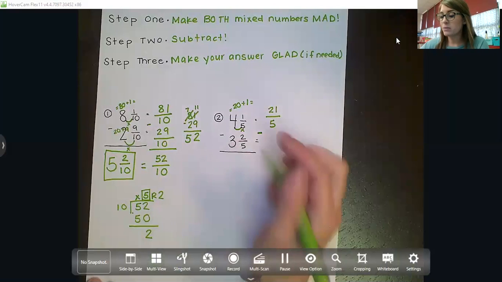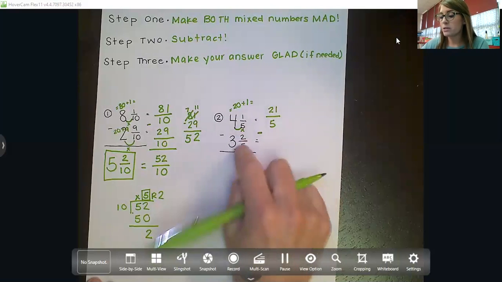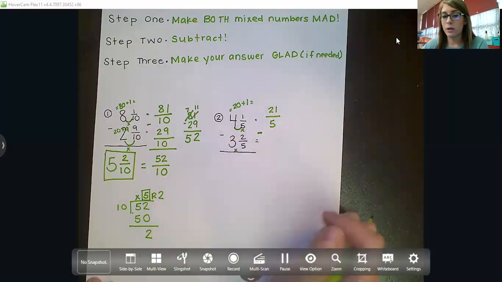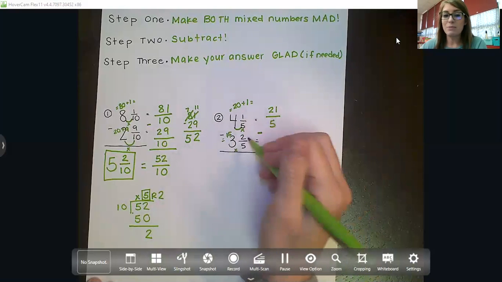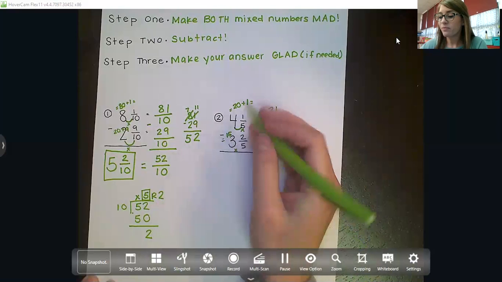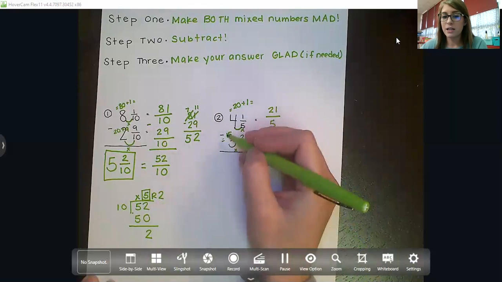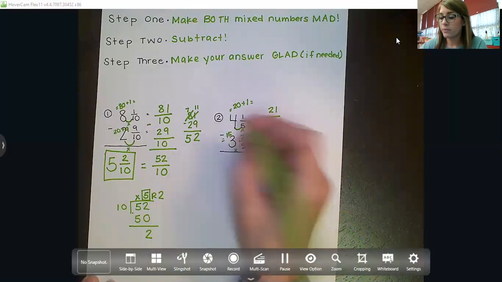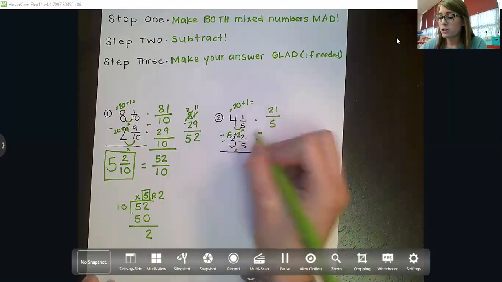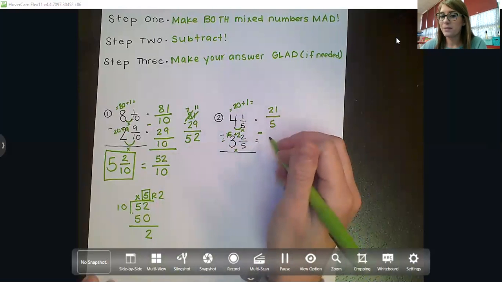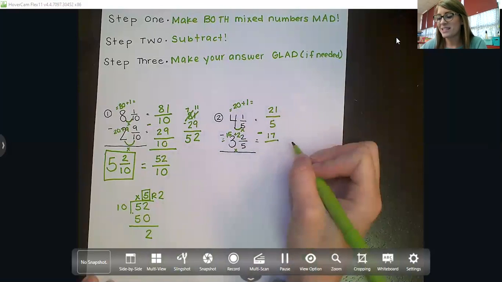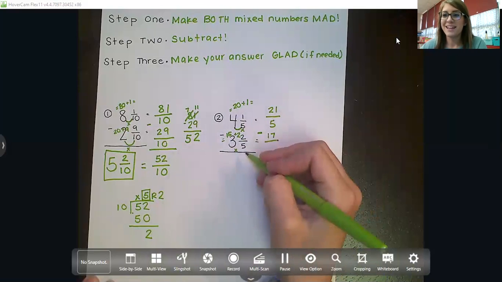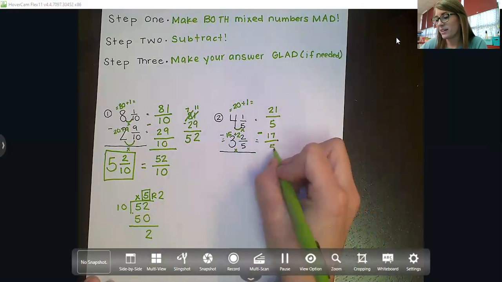All right, 5 times 3, that's our first step, is to always multiply that denominator by that whole number. 5 times 3 is 15. Very good. And then step 2 is to add. We're adding our product to this numerator. 15 plus 2 is 17. Very good. And as always, that denominator does what? Stays the same. Very good.